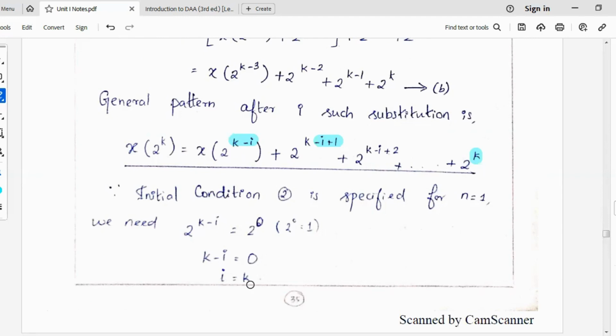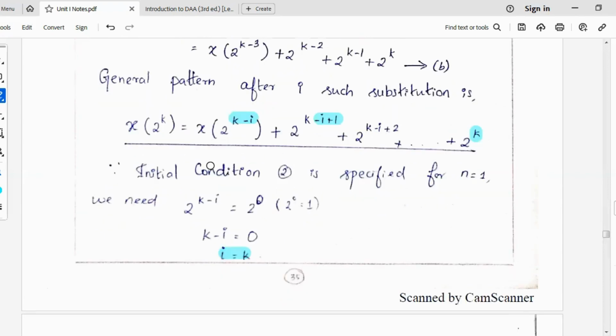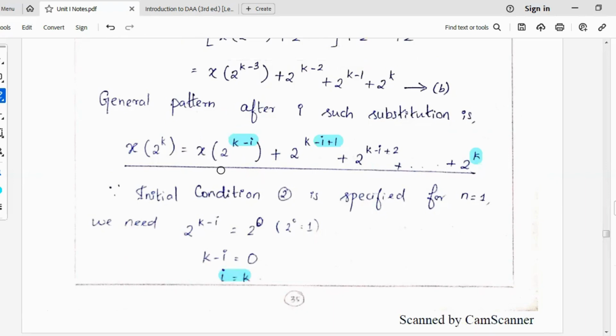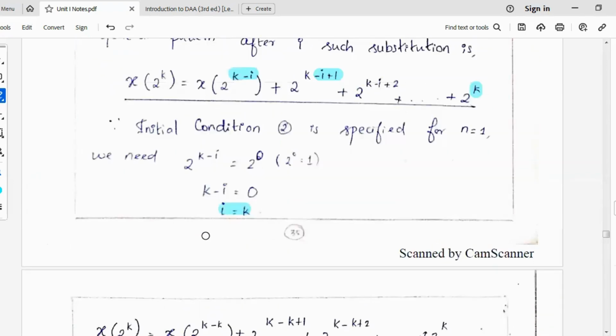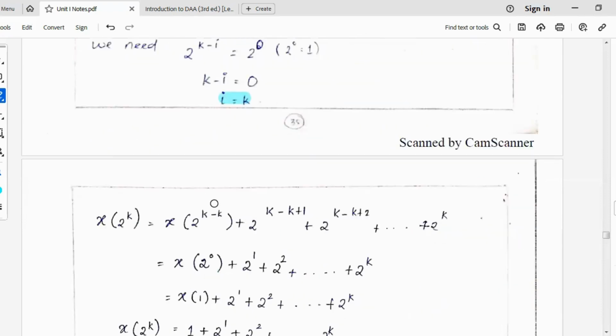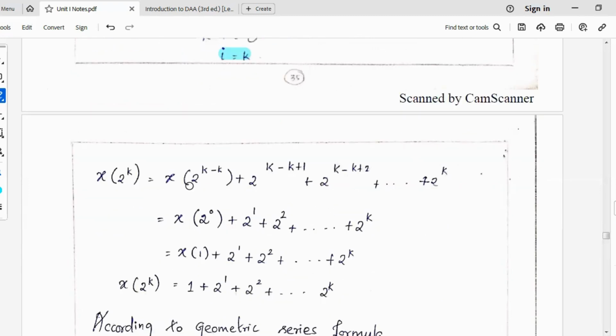Now I can use this i equal to k in the general pattern, so that I can eliminate this x, right? So x of 2 power k equals x of 2 power k minus k plus 1, k minus k plus 2, up to k. So here it will be 2 power 0, 2 power 1, 2 power 2, up to 2 power k.